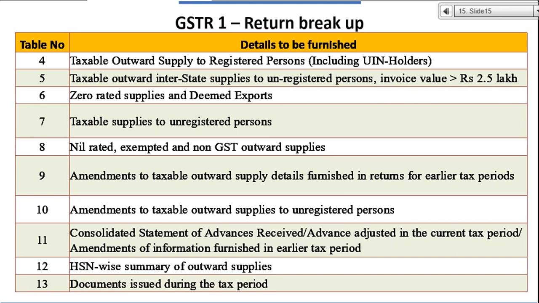Next is your zero rated or deemed export. Then taxable supply to unregistered, that means B2CS. Then nil rated, exempted and non-GST outward supplies. Then comes your tables 9 and 10, amendments, so whatever transactions I have reported in the previous period can be amended in the subsequent returns. Then table 11 is details of advances received and GST paid on that, and advances adjusted. Table 12 is the HSN summary of outward supply, and table 13 is the documents issued during the tax period.